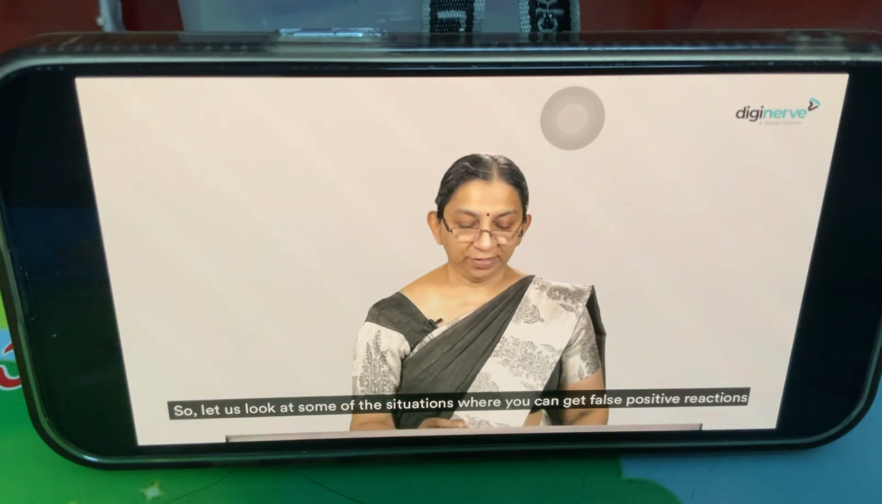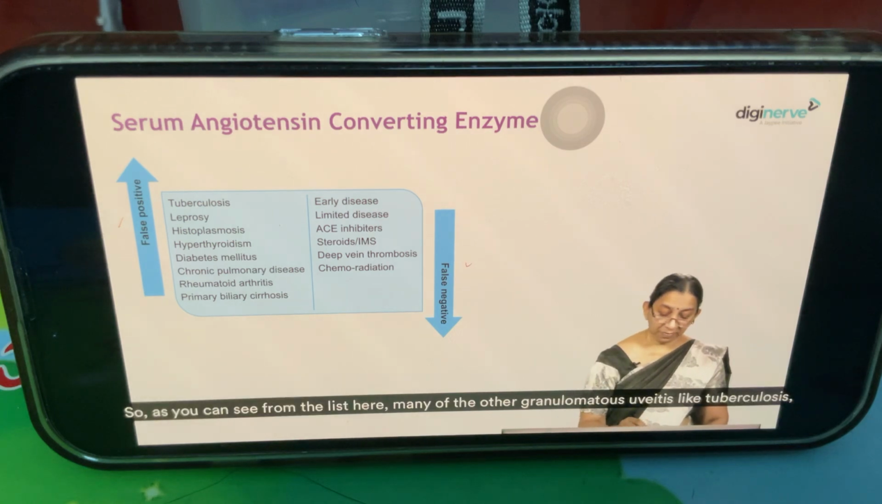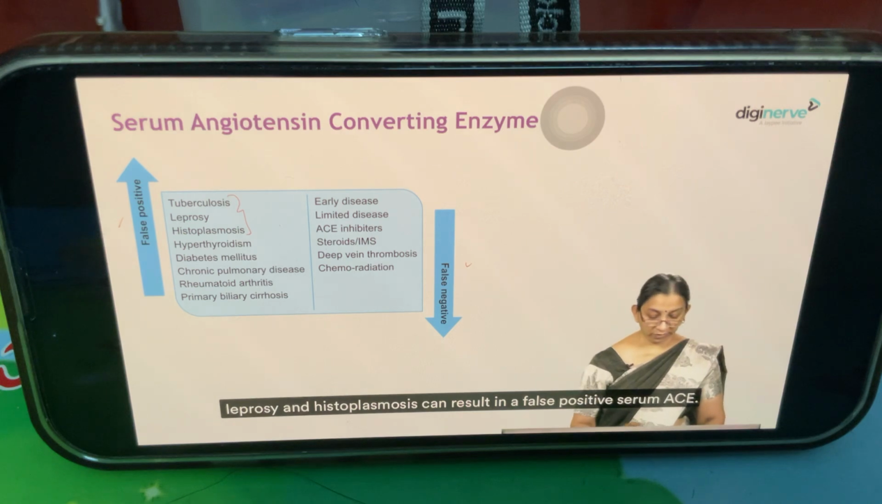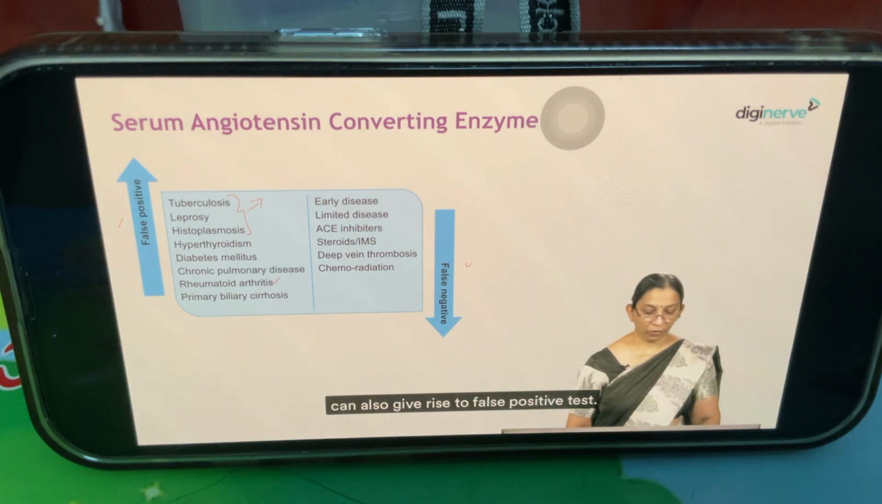So let's look at some of the situations where you can get false positive reactions and false negative reactions. As you can see from the list here, many of the other granulomatous uveitis like tuberculosis, leprosy, and histoplasmosis can result in a false positive serum ACE. Also, diabetes, chronic pulmonary disease, rheumatoid arthritis, and primary biliary cirrhosis can also give rise to false positive tests.